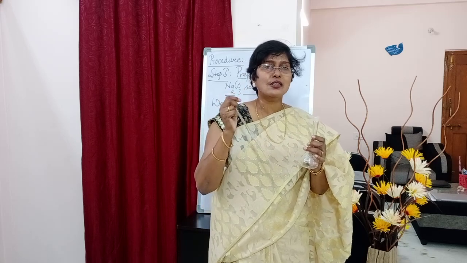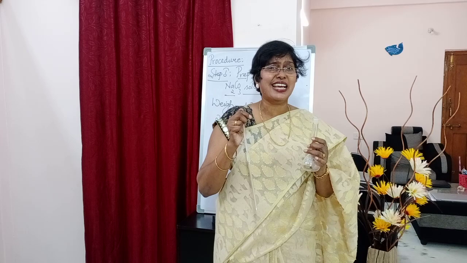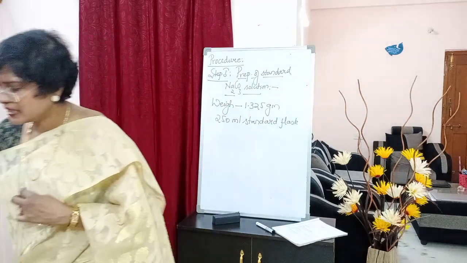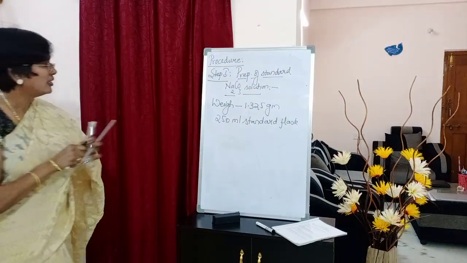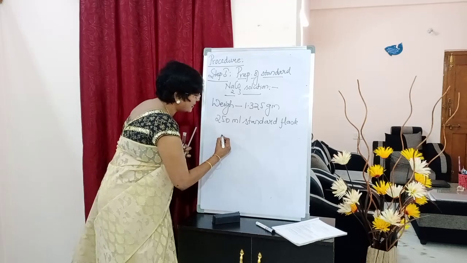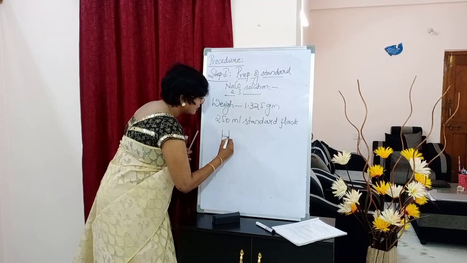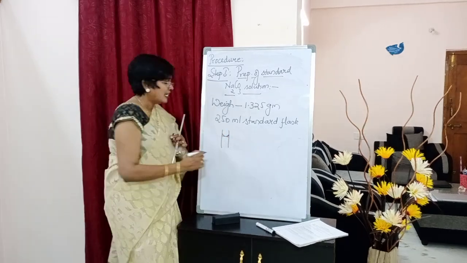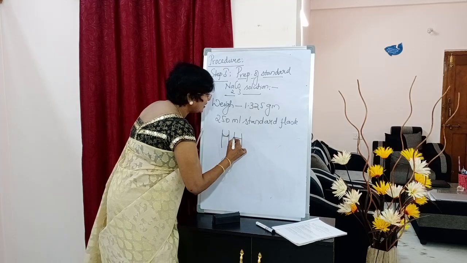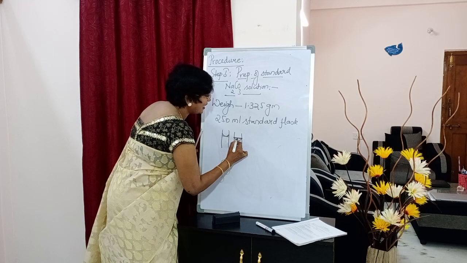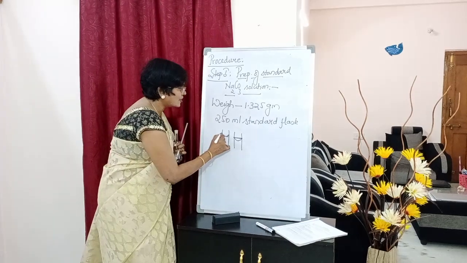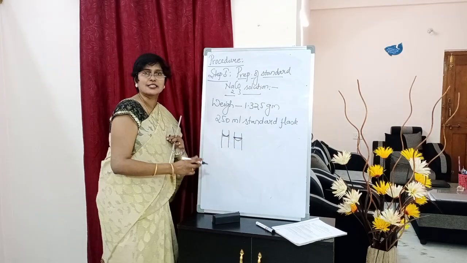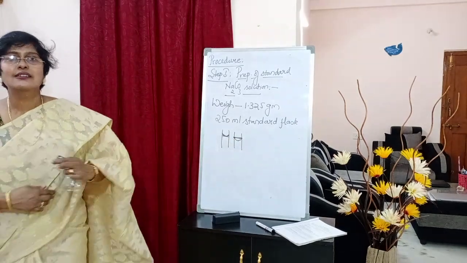Also, if the solution is colorless, you should check for the lower meniscus. What is lower meniscus, students? See, lower meniscus is this. You should check for this lower meniscus. If it is a colored solution, then you check for the upper meniscus. So this is the mark on the flask. Colorless solution, check the lower meniscus. Colored solution, check the upper meniscus. Okay, students, clear?